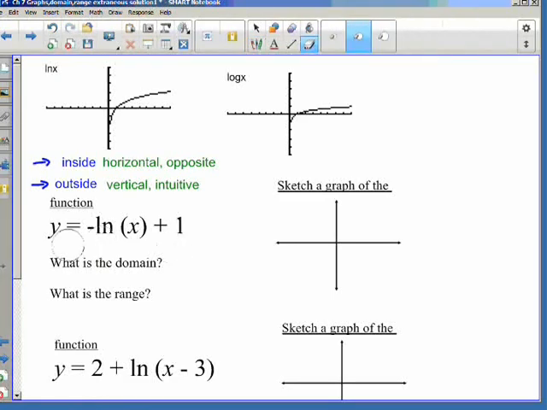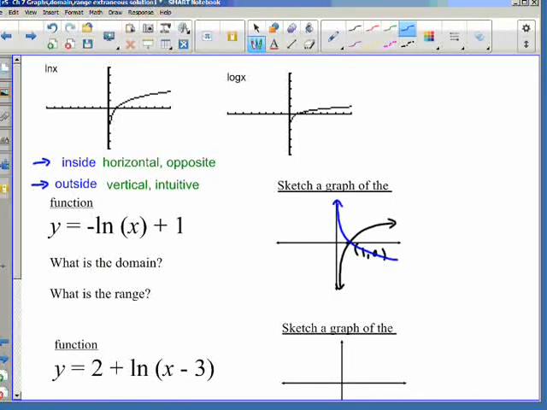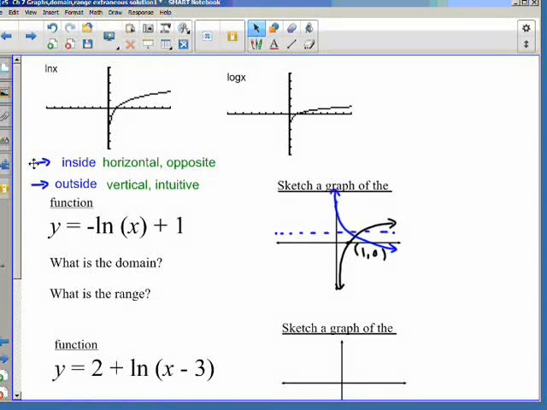All right, so here we go. My basic graph of a natural log looks like this. Goes through the point 1, 0. I'm going to reflect it first, which will make it look like this. And then it gets translated up 1 unit. So then I take this and make sure my intercepts, so to speak, now it's not at 1, 0, it's at 1, 1.